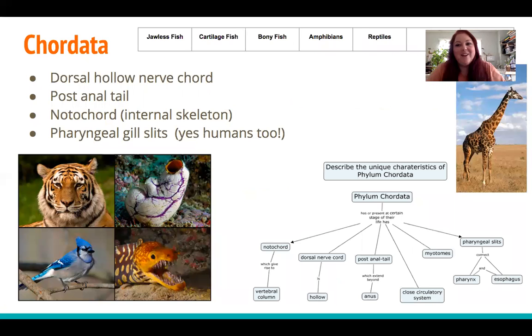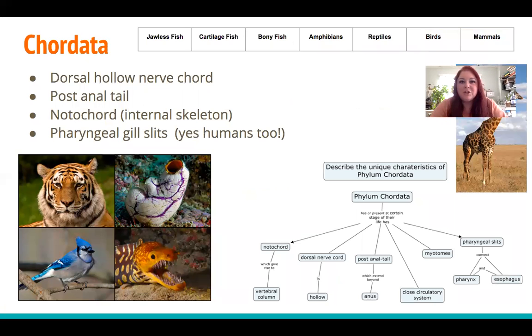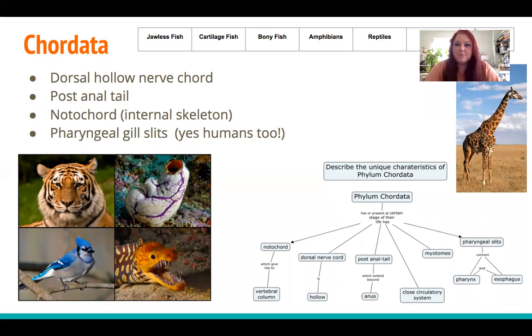All right, so now the main focus of all this, we're going to talk about chordata. So we have our jawless fish, cartilage fish, bony fish. This is as we're moving up evolutionary wise. Amphibians, reptiles, birds, and mammals. So chordata is basically all these traits.